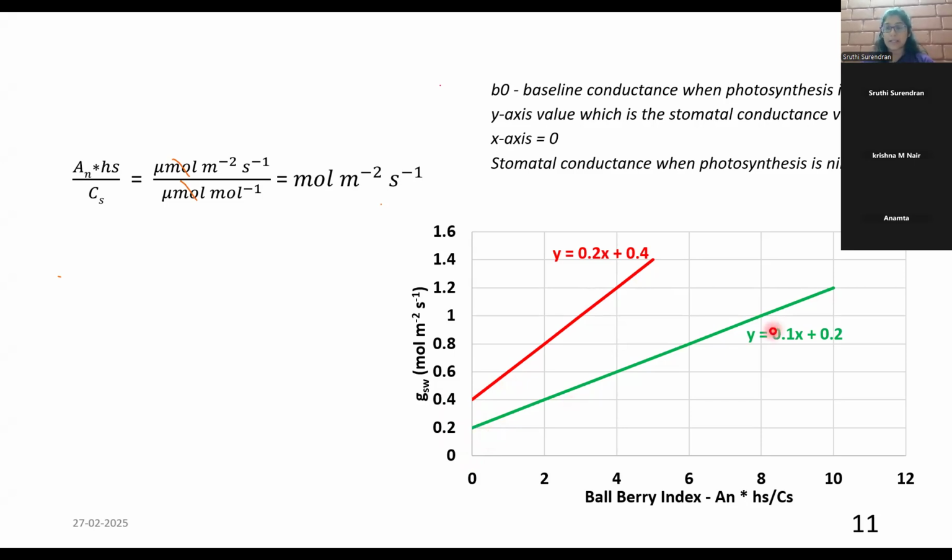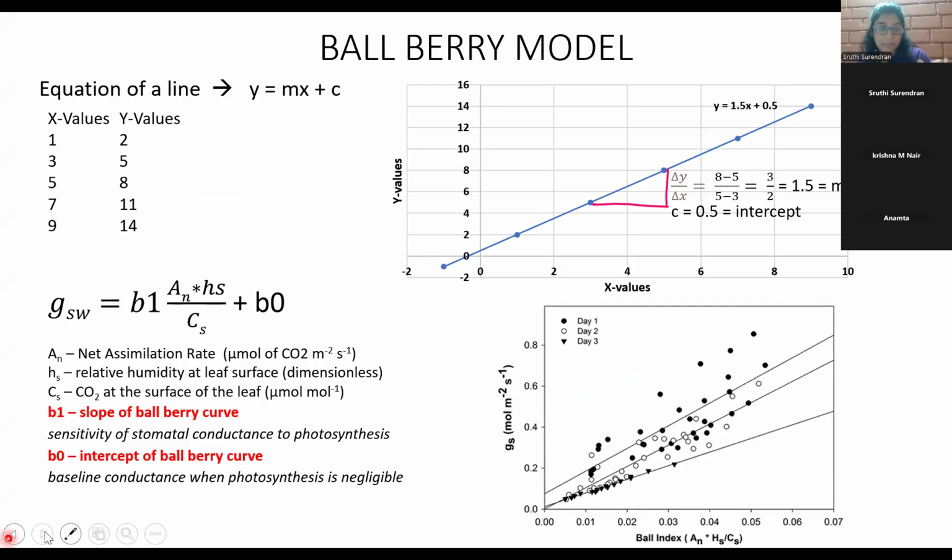And this line can be anything. It can be a plant or it can be another leaf of a plant or it can be another species or it can represent the measurements, like the data that we had seen earlier, measurements at a different time. So it can represent anything. So that is what the intercept is. What does the intercept mean?